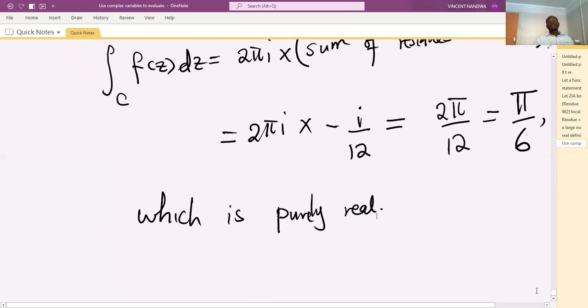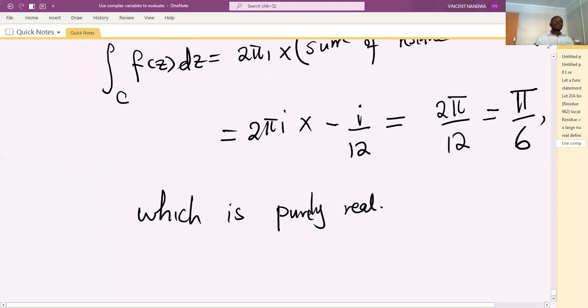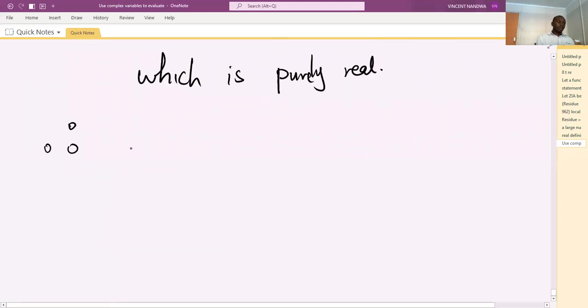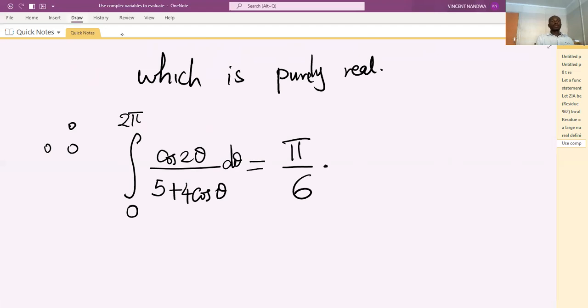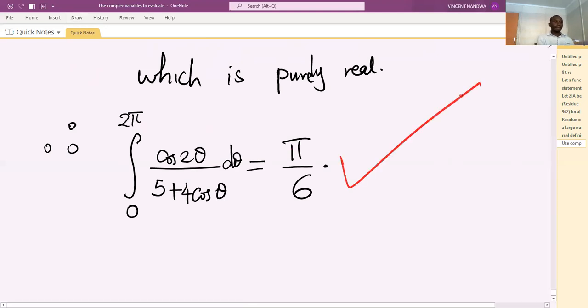And actually, we're interested in finding the real value of the integral. So therefore, the integral from 0 to 2 pi of cos of 2 theta divided by 5 plus 4 cos of theta d theta is the same as pi over 6. So this is how you are to argue about that given problem. Thank you.